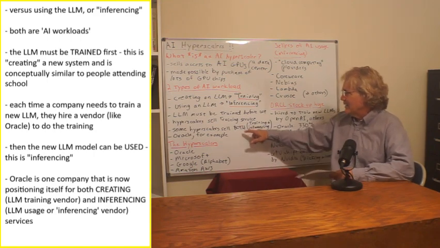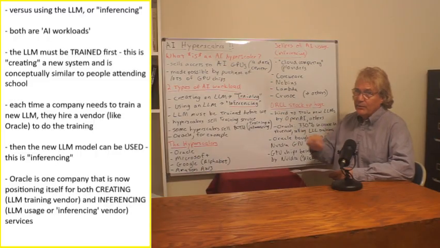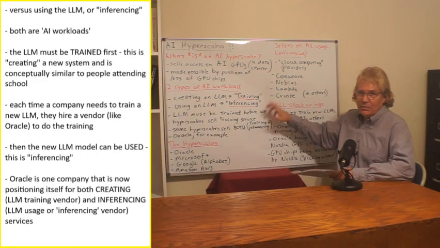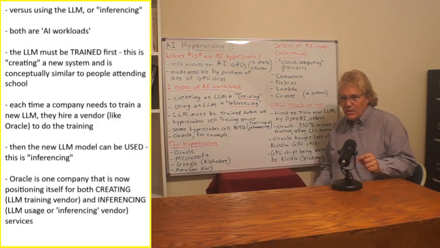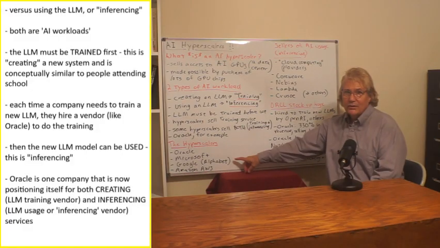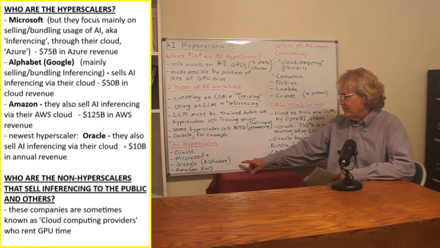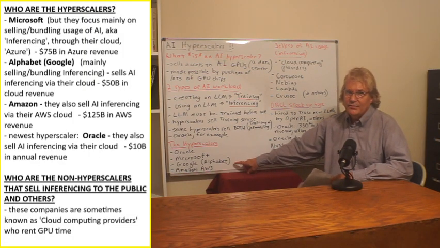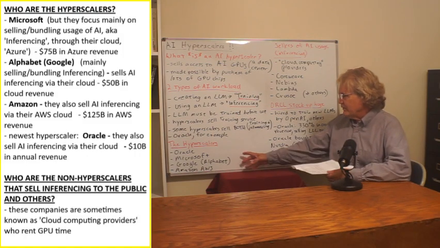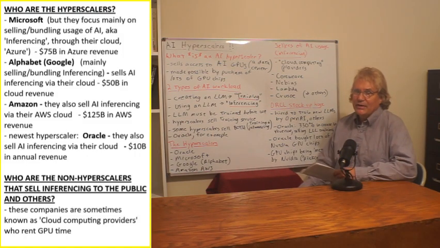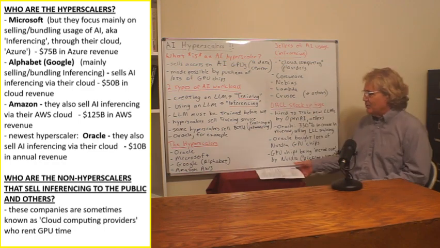Oracle is an example of a company that sells both training services to create a new large language model and inferencing to allow users to ask questions. So for now, the main hyperscalers are Oracle, Microsoft, Google, also known as Alphabet nowadays, and Amazon AWS. AWS is an acronym for Amazon Web Services. Those are the four main go-to hyperscalers that are known throughout the industry right now. But this is changing pretty rapidly.